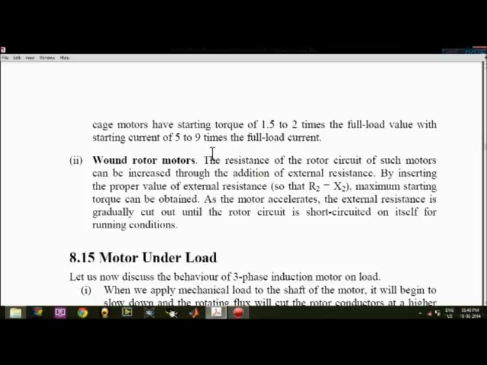But in the case of a wound rotor, the resistance of the rotor circuit can be increased through the addition of external resistances. So by adding external resistance we can increase the starting torque according to our requirement. By inserting the proper value of external resistance so that R2 equals X2, the maximum starting torque can be obtained. As the motor accelerates, the external resistance is gradually cut out, and the rotor circuit is finally short circuited for running condition. When it comes up to running conditions, all the resistance is short circuited and the motor moves near synchronous speed, and it behaves similar to the squirrel cage motor.